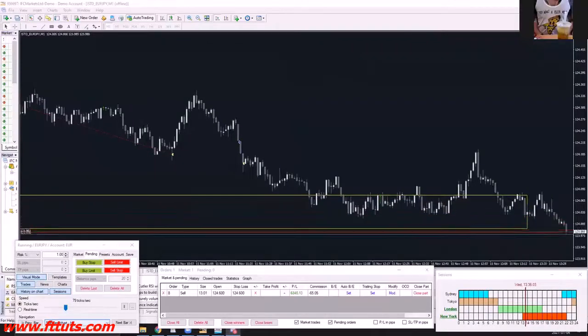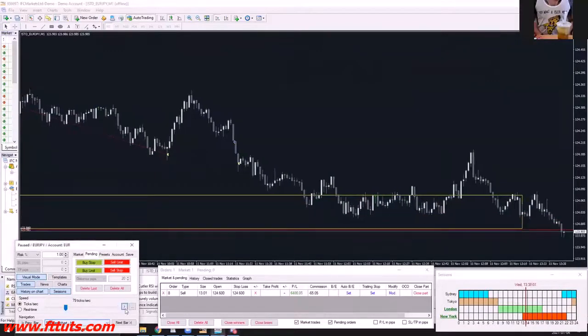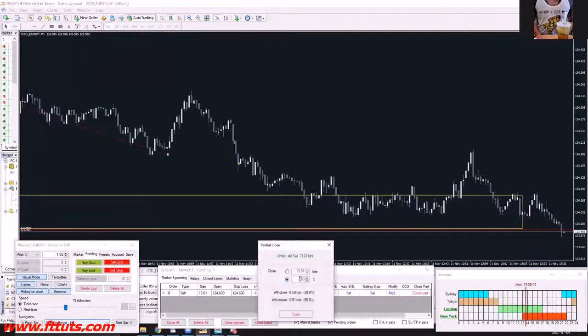Here's your sweep. There you go. So I'm going to take a bit more partials. Yeah, why not? Take 20 or something off. Yeah, I'm going to take another 25% probably.